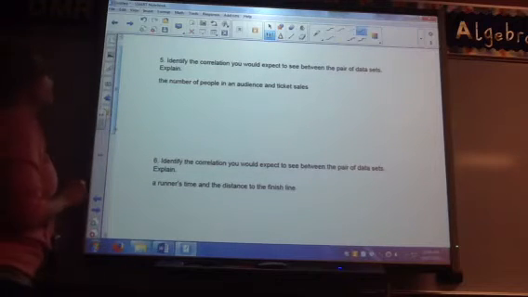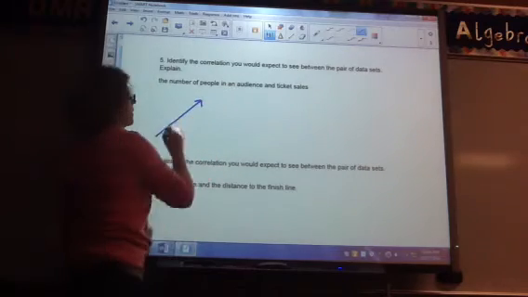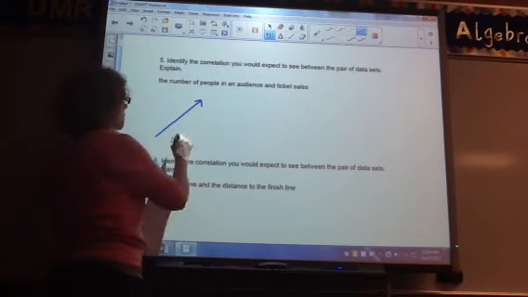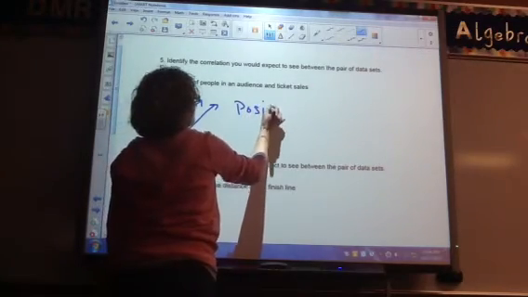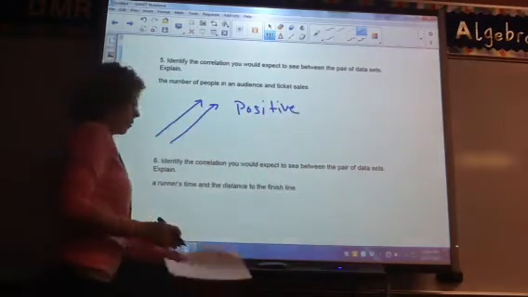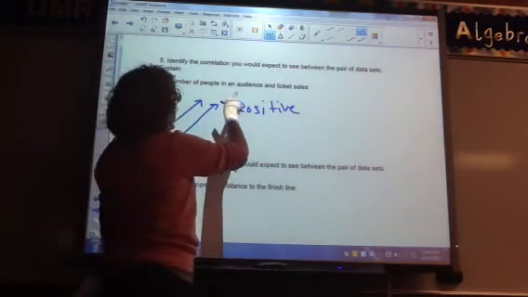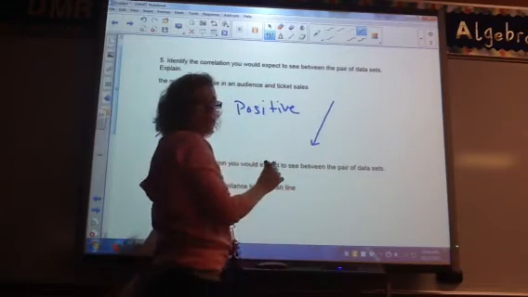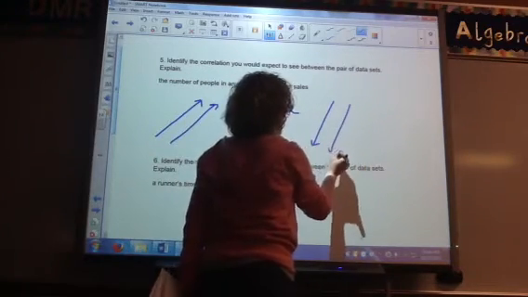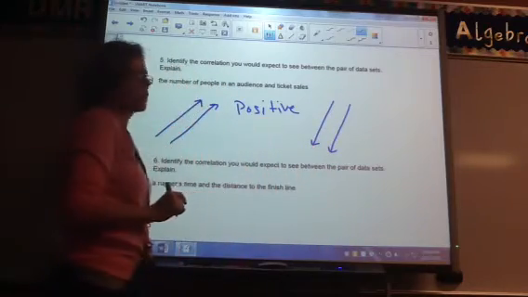Okay, the number of people in an audience and the ticket sales. So the more people you have in the audience, are the tickets going to go up or down? It's going to go up. So this is a positive correlation. Okay, guys, you could also look at it this way. Let's say the number of people sitting in the audience is low. The ticket sale is also going to be low. So if they're both going up or both going down, it's going to be a positive correlation.